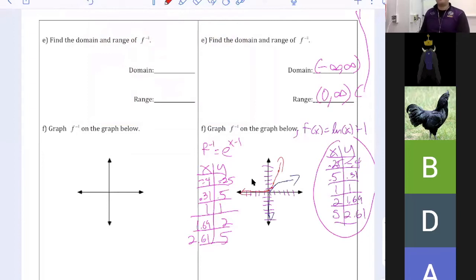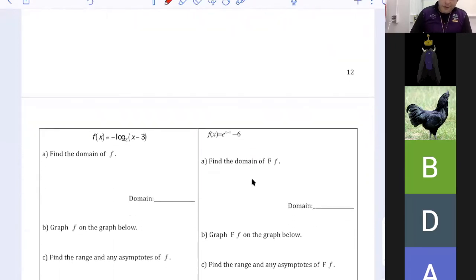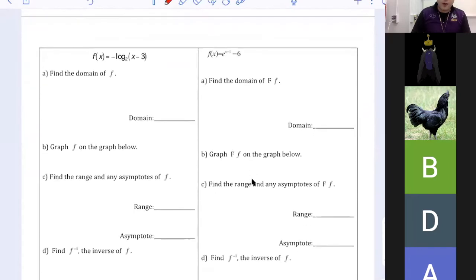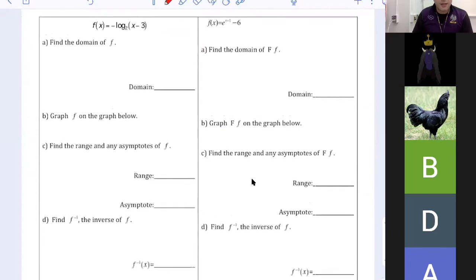And there we go. Okay, it's not perfect, but you can clearly see the symmetrical relationship between those two graphs. Again, last year's crew and the year before that struggled with finding the inverse. That's one of the biggest things on the test that I remember.